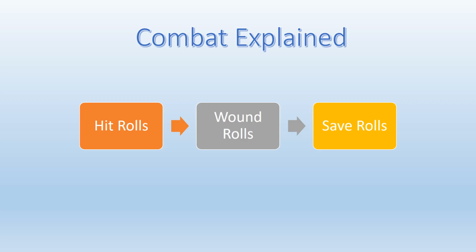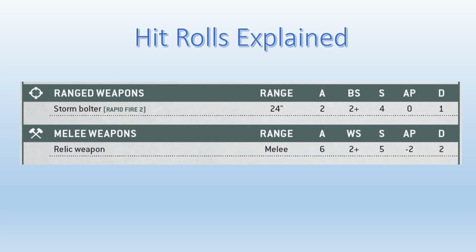So first things first, select the weapon that you're using from your stat sheet. In this case we can see there's a Stormbolter, and there's also a melee weapon, which is a relic weapon. From the sheet there are 2 attacks for the Stormbolter and there are 6 attacks for the relic weapon. That basically tells us how many dice we are going to be rolling in order to hit using that particular weapon. So then we lead on to our hit roll.